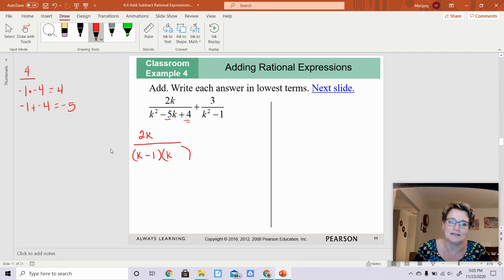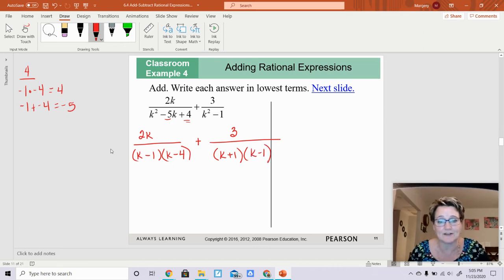The first factor is a negative 1. The second factor is a negative 4. Plus 3 is in the numerator. Now down here, this is a difference of squares. So remember, it's going to be k plus 1 and k minus 1. The reason why I know it's a difference of squares, I can square root the first term, I can square root the last term. They're separated by a minus sign.